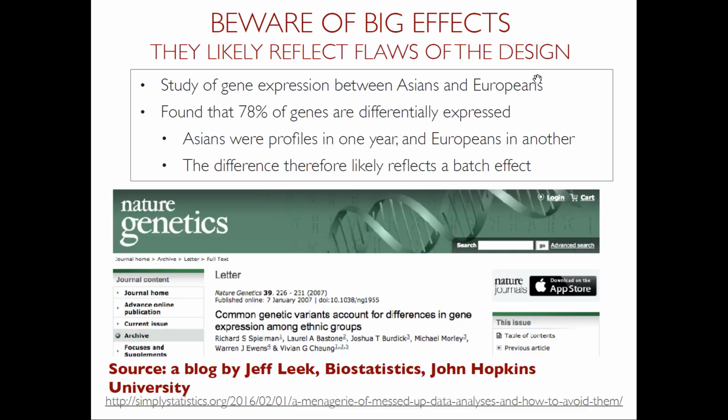Okay, so then there are additional examples. There are many in the literature, and this is probably my favorite bad example. This comes from the blog by Jeff Leek, who is a statistician at Johns Hopkins. This was a study of gene expression between Asian and European subjects. And they found that 78% of genes are differentially expressed between these 2 groups. So 3/4 of the genes are differentially expressed, right? Kind of crazy. And so their colleagues came and asked to see if they could repeat the analysis. Maybe there was a typo, or something wrong.